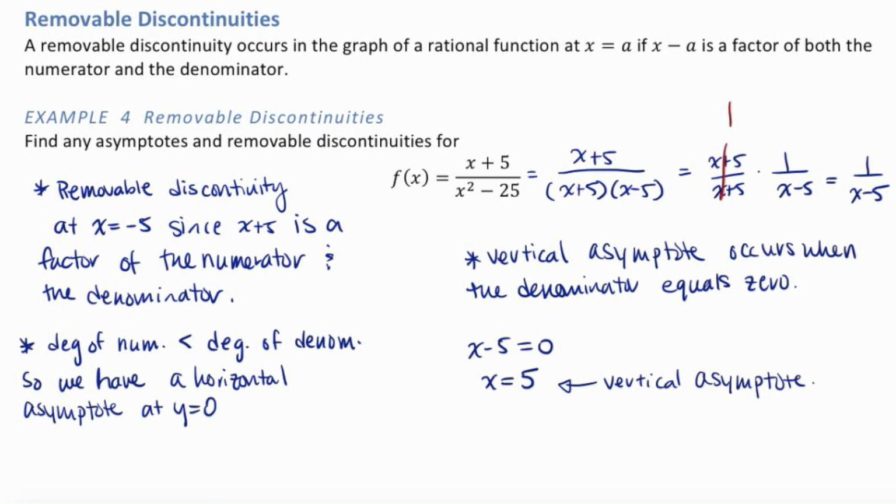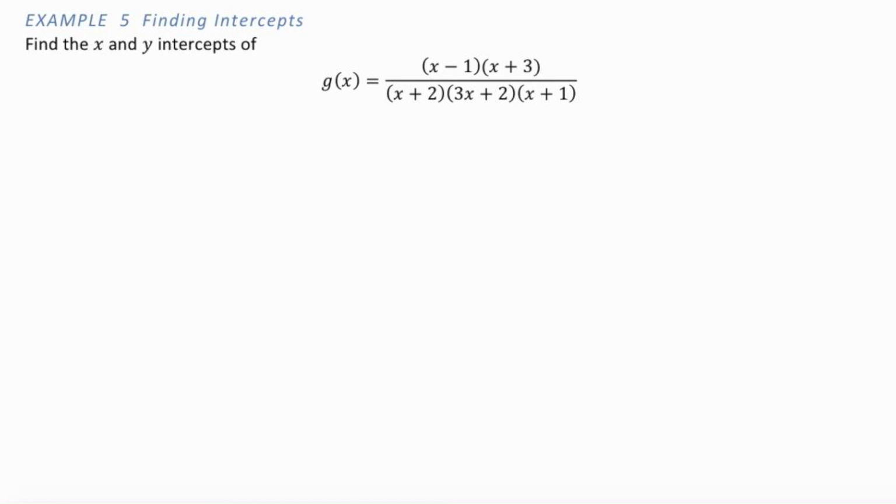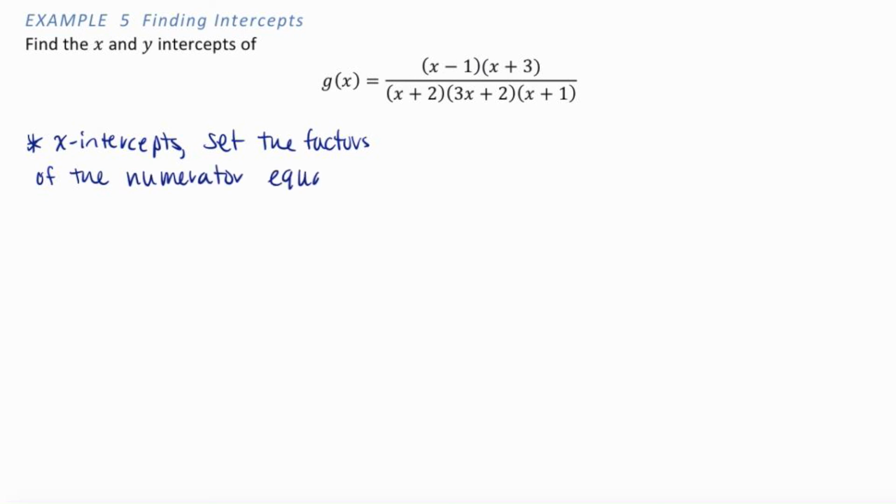With that, let's look at the last example. Example 5. Find the x and y intercepts of g of x equals x minus 1 times x plus 3, divided by x plus 2, 3x plus 2, x plus 1. To find our x-intercepts, set the factors of the numerator equal to 0.